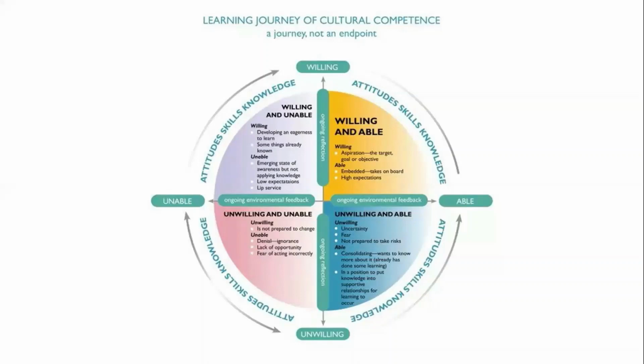So if you're willing and able, you are in that top right quadrant where you've got the aspiration and you are involved and engaged. If you are unwilling but able, maybe there's some uncertainty or some fear there. Maybe you need to do a little bit of work to figure out why you're not willing to explore this area. If you are unwilling and unable on the bottom left, you're not prepared for change. You may be in denial. There may be some lack of understanding, a lack of opportunity, or a fear of acting incorrectly. So rather than make an error, you're just not going to do it at all.